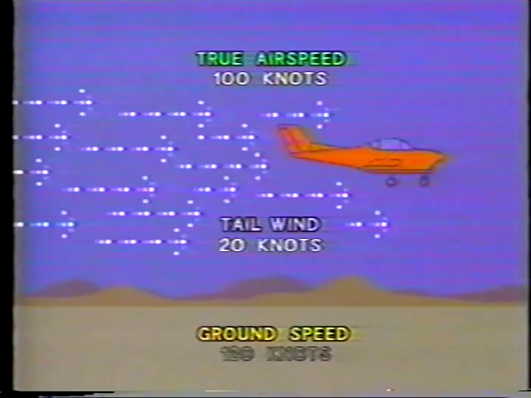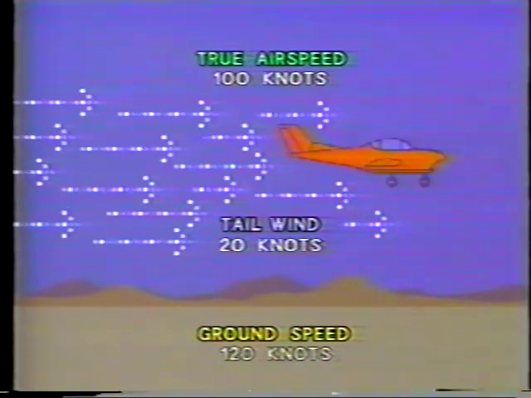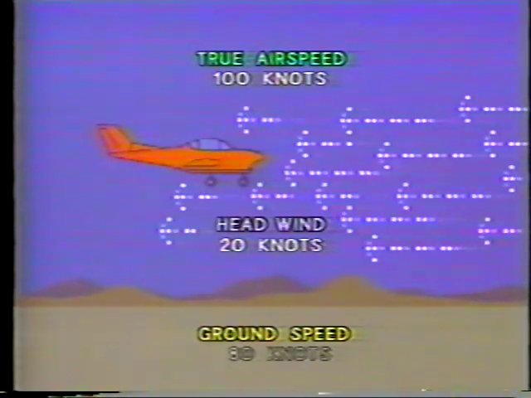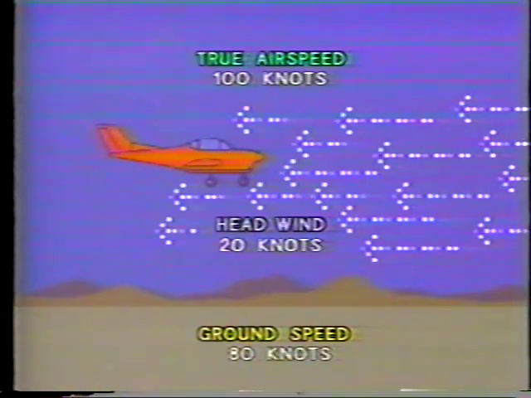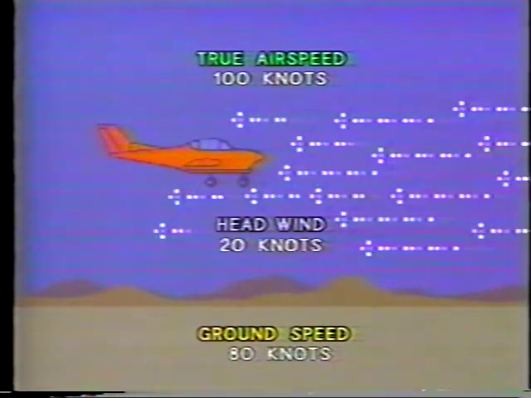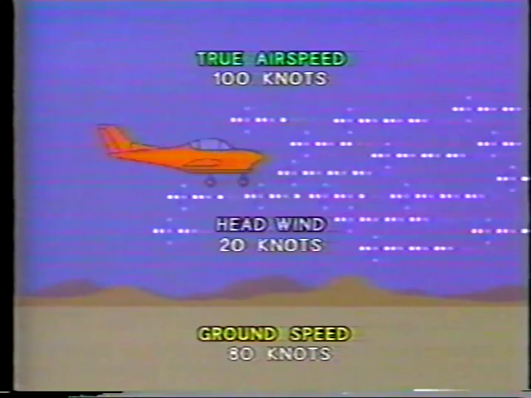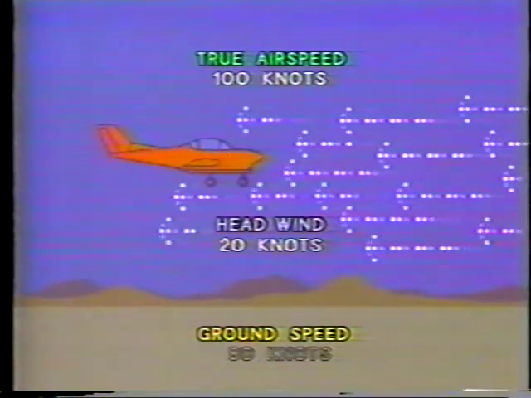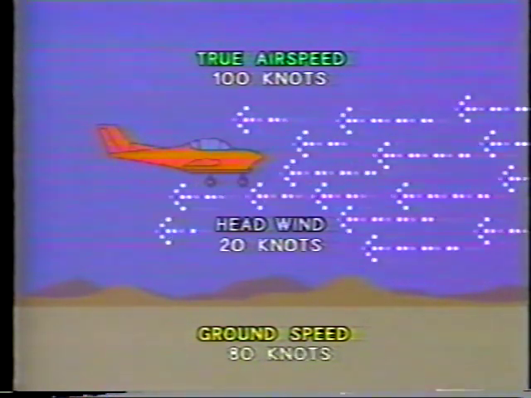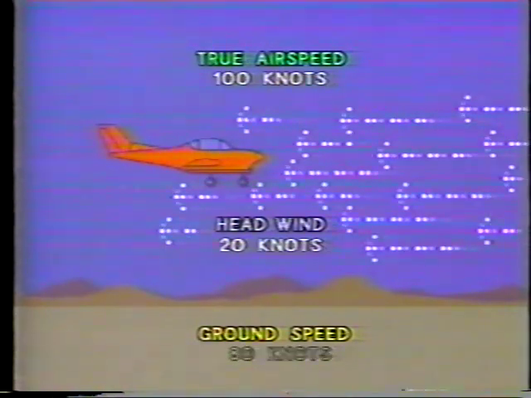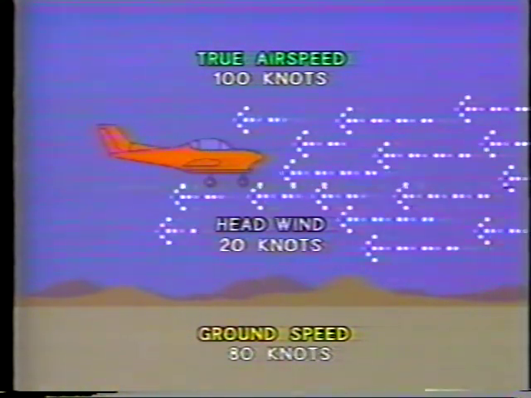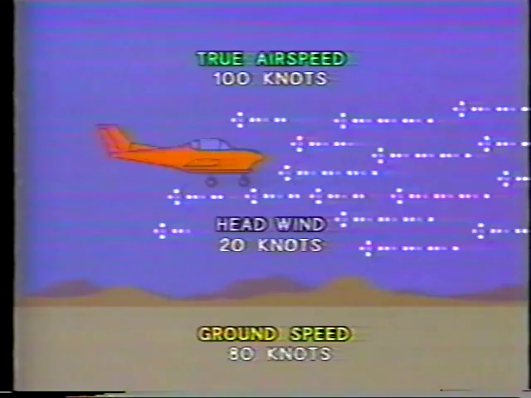A 20-knot tailwind will increase ground speed by 20 knots. A headwind will decrease ground speed. So with a 20-knot headwind, airspeed again will remain the same, but ground speed will be changed by -20 knots. Computing by using wind direction and velocity is also part of the computer portion of the telecourse.